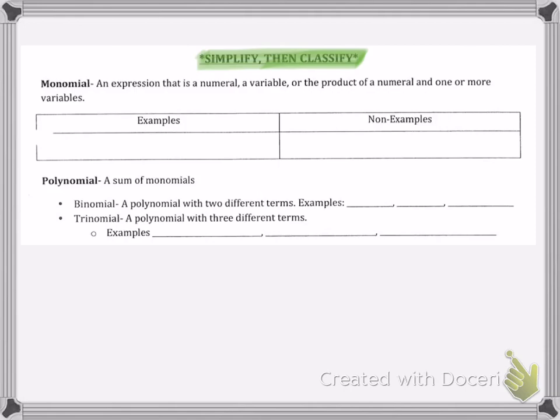A monomial is an expression that is a numeral, a variable, or the product of a numeral and one or more variables. So basically, let's fill in some examples. We could have a constant like 4. We could have the product of a constant and a variable, 2a. You could have more than one variable, so 3ab. You could also fill in 16x minus 16x, because when you do that math, you get 0, and therefore it is a monomial.